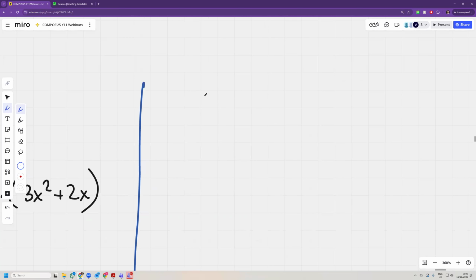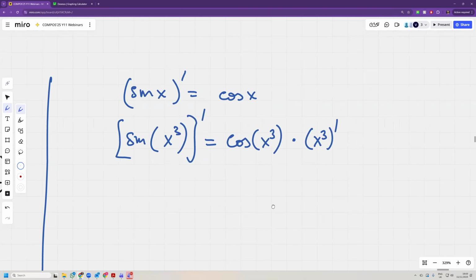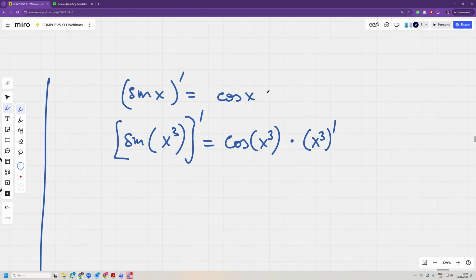But you understand how to differentiate basic functions, right? You know how to differentiate sine x. The derivative of sine x is cosine x. The derivative of sine x cubed is cosine x cubed, but then multiplied by the derivative of x cubed. And actually, if you think about it, this is also true for the first one, because you multiply by the derivative of x, but the derivative of x is just 1. So it's just cosine x.